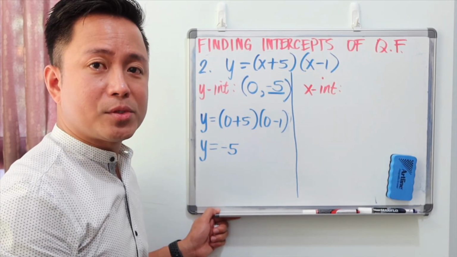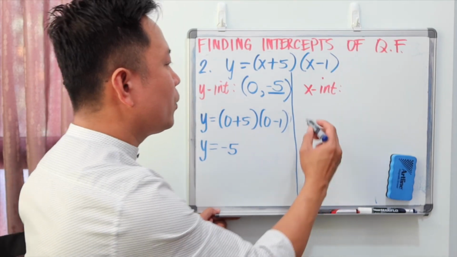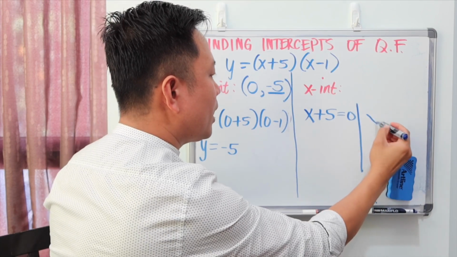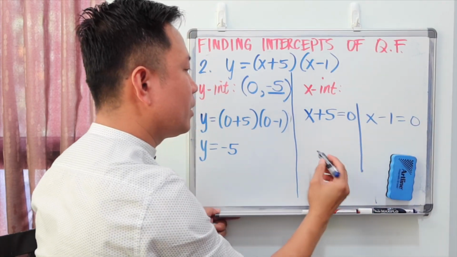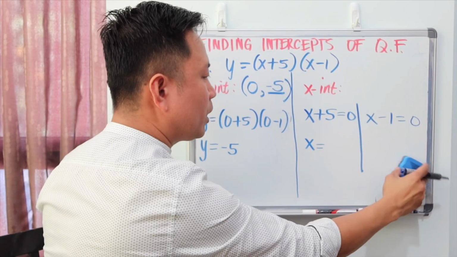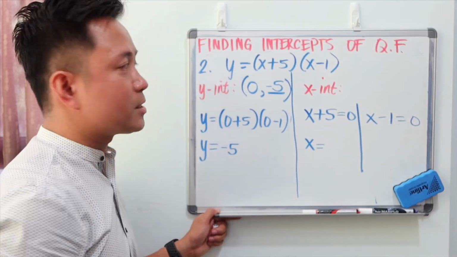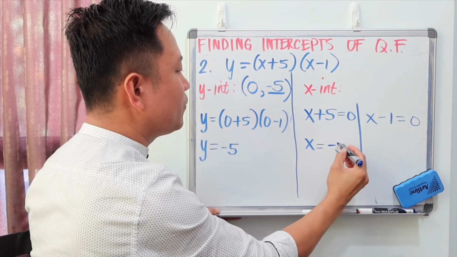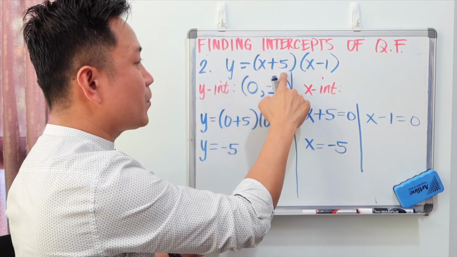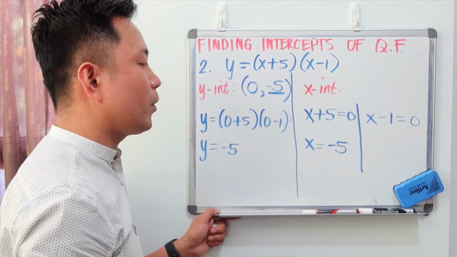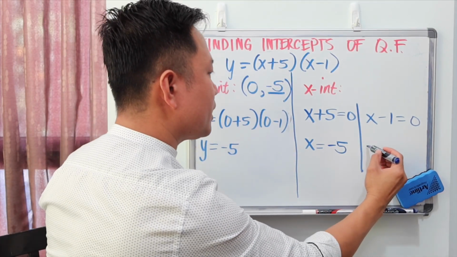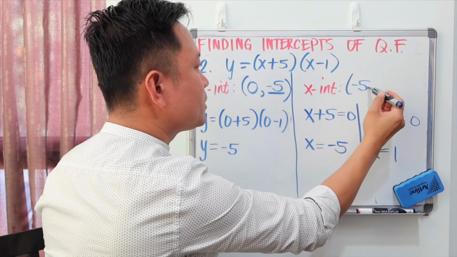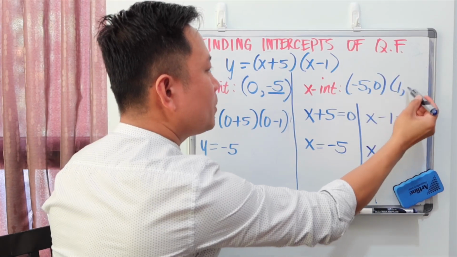For the x-intercept, using the zero product property, we need to set each factor to 0. And then we have x minus 1 is equal to 0. And in this problem, if it's in factored form, you can easily get the x-intercepts. If you have x plus 5, the x-intercept will be negative 5 because negative 5 will make this parenthesis 0, which means the whole thing is going to be 0. The second x-intercept will be at x is 1. So the x-intercepts are negative 5, 0 and 1, 0.